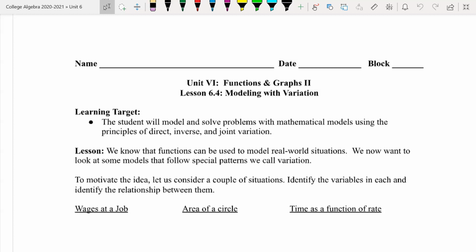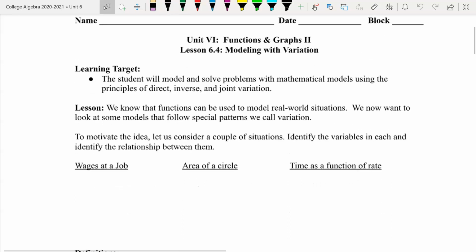So we're going to know the functions can be used to model real world situations. We now want to look at some models that follow special patterns, and we call those variation. There's direct, inverse, and joint. To motivate the idea, let us consider a couple of situations, identify the variables in each, and identify the relationship between them. So wages at a job, right? Normally you're going to say money and hours you work. That's going to be the relationship.